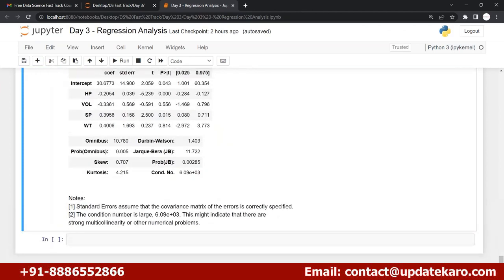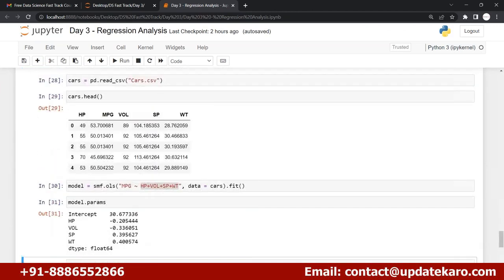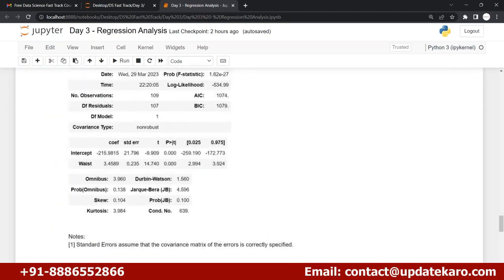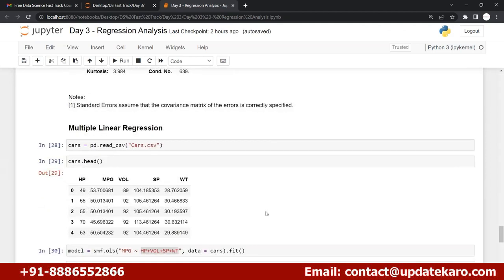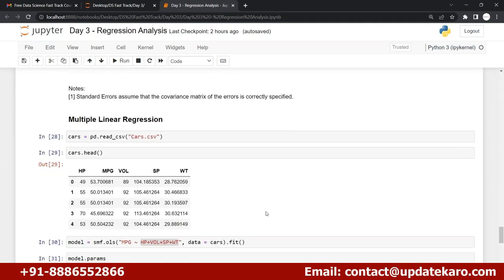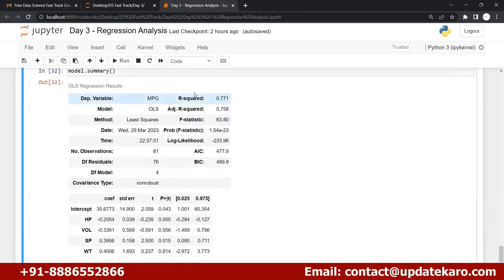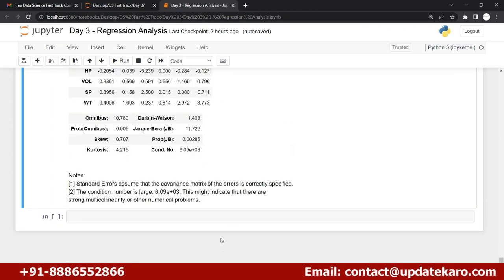So that is about multiple linear regression, guys. We saw simple linear regression and multiple linear regression, and we also saw the evaluation metrics. What are the different evaluation metrics? What is R square, adjusted R square, F statistics, and all the remaining ones? There are a lot. You will have to explore them.